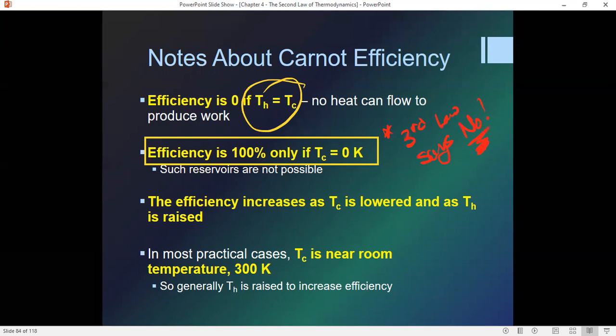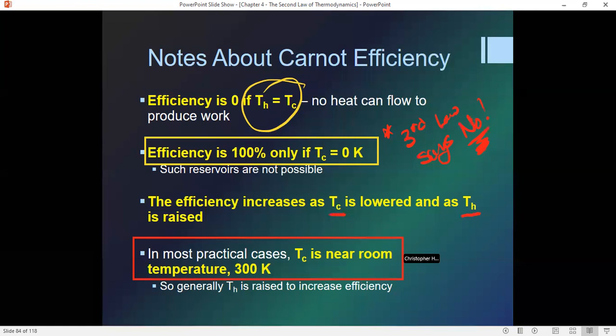Of course, the efficiency increases as Tc goes down, but most of the time, Tc is the cold reservoir. That's just the temperature of the outside. And as Th is raised, we can raise the temperature of the hot reservoir. Okay. But again, in most practical cases, Tc is going to be near room temperature at 300 degrees Kelvin.